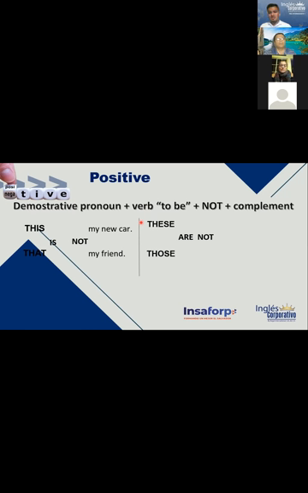Examples, this is not my new car. That is not my friend. These are not the sandals that I bought in Miami. Those are not my classroom materials. Really simple. In the negatives, the only thing that we're going to do is just add the word not. So as with the verb be, we know that we can also make questions, and the demonstrative pronouns are not exceptions.